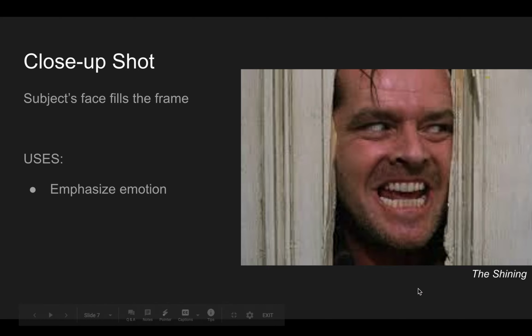And I think the main use of the close-up shot, I think the reason why cinematographers use this, camera people use this, is to show the character's emotion.